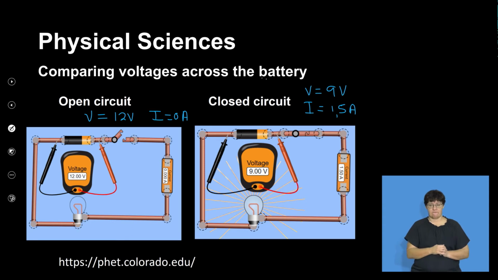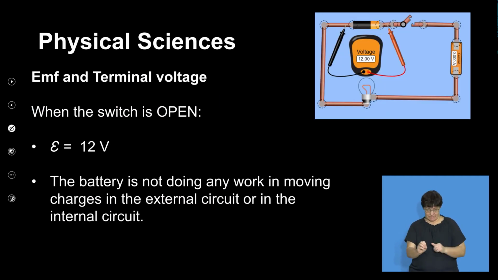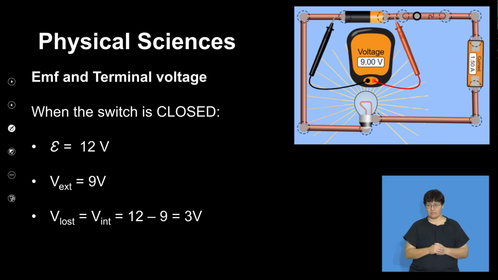So there's no current in the open circuit, while there's 1.5 amperes of current in the closed circuit. But the difference is that the light bulb is also glowing in a closed circuit, while it is not in the open circuit, right? Okay, so we are happy with those readings. So we are saying the battery is not doing any work in moving charges in the external circuit or in the internal circuit. So there is 0 current. This statement suggests that current in an open circuit is equal to 0 amperes, right?